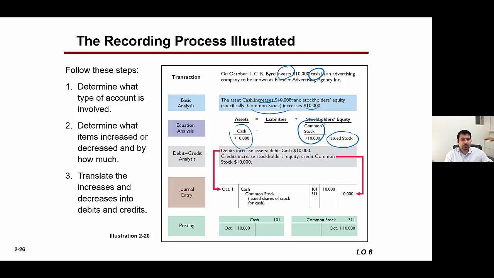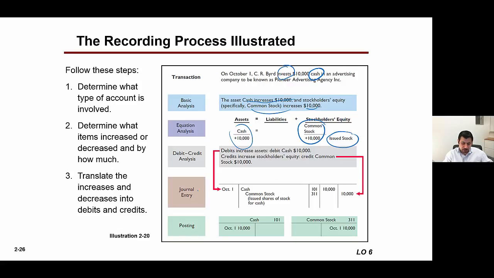Now we translate that into debits and credits. What increases cash? Cash is an asset account. Debits increase assets, so we debit the account cash $10,000. On the other hand, common stock is an equity account, and because we have an increase in common stock, which is a credit account, we credit common stock 10,000.